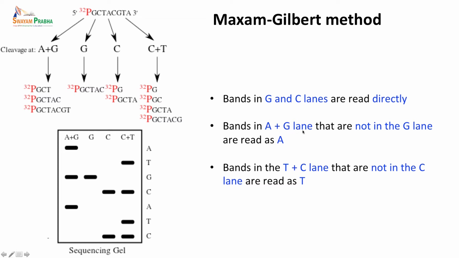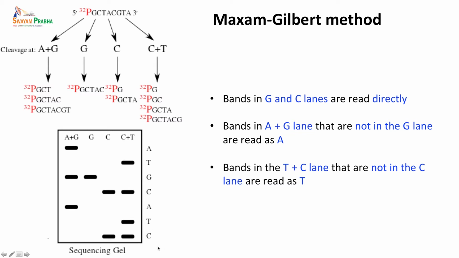In the A plus G lane, the bands which are present in this lane but not present in the G only lane are actually the adenine nucleotides. So if you see a band like here, there is a band in the A plus G lane, but this band is not present in the G lane, so this will be read as A. Similarly, bands in the T plus C lane which are not present in the C lane are read as T. So here, because the band is present in both of them, it will be read as C, but here this band is not present in the C only lane, and therefore it will be read as T. Similarly here, because this band is present in both the lanes, therefore it will be a C.